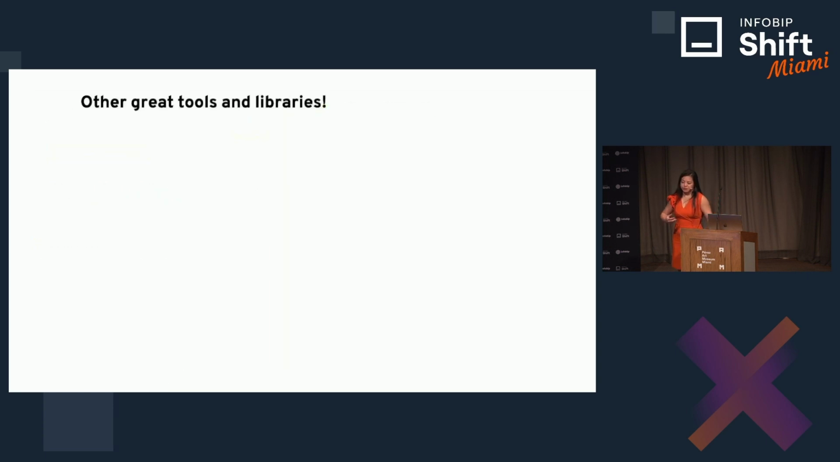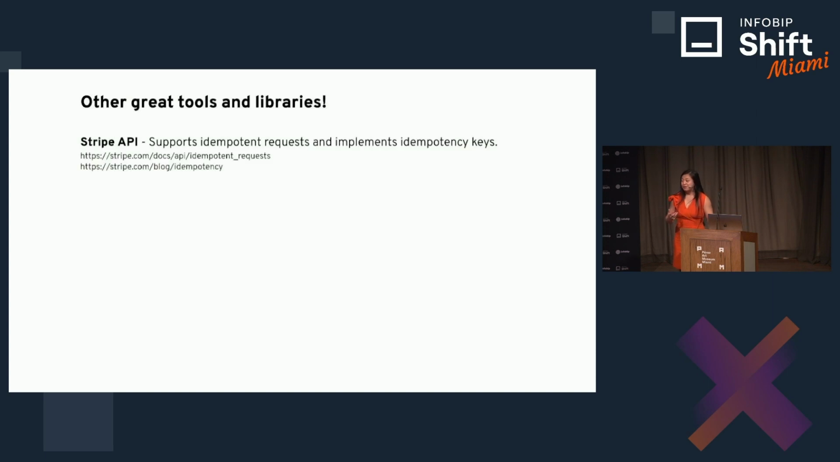Some other really great tools and libraries. There's obviously the Stripe API. So if you really want to see some good documentation on idempotency and how it is applied, Stripe has a very, very good set of documentation that shows how to implement that. And their blogs are very, very good at explaining how they, in particular, have implemented idempotency in their requests.